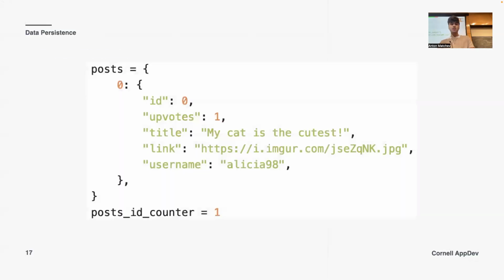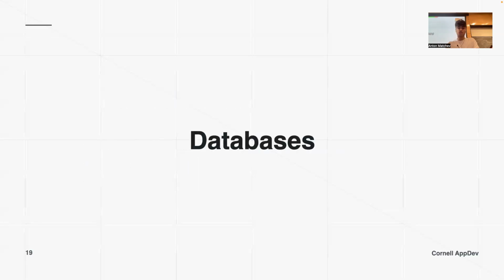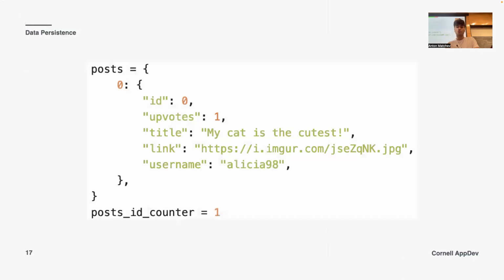So just going more into depth about what you guys did. You have your post dictionary. Actually, you have your key of 0. That's going to be your ID. And then within that, you have your values: ID, upvotes, title, link, username. And all this is stored in Python. And that's what I was kind of talking about before. Whenever you run a Python file, that data gets reset.